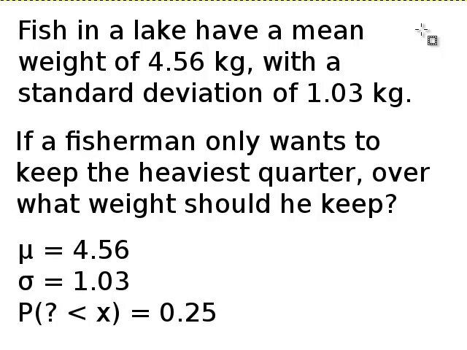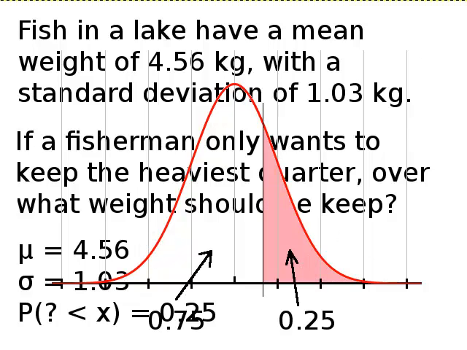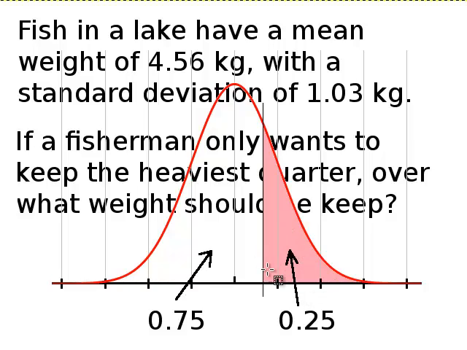In context, fish in a lake with a mean weight and a standard deviation. The fisherman only wants to keep the heaviest quarter, so what weight should he keep? We have our mean, we have our standard deviation. We want the value so that the highest point is 25%. If we visualize that, we get a fitted curve, and we want this. We want the 25% to the right.